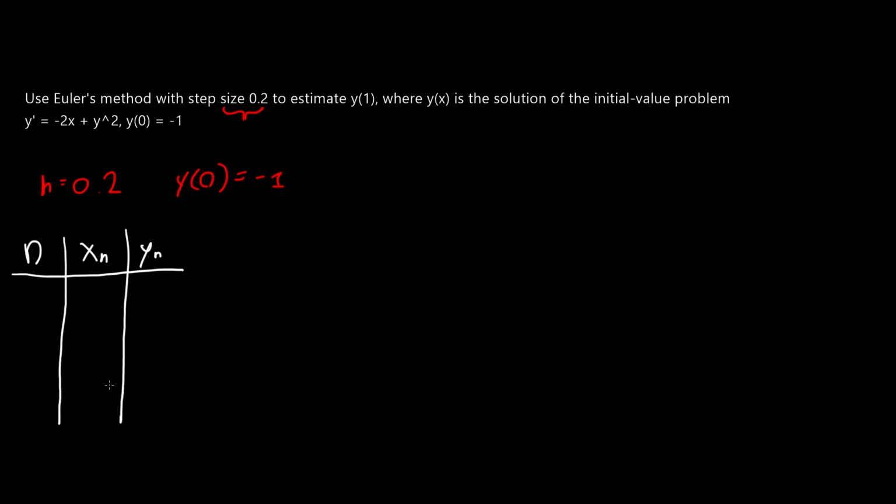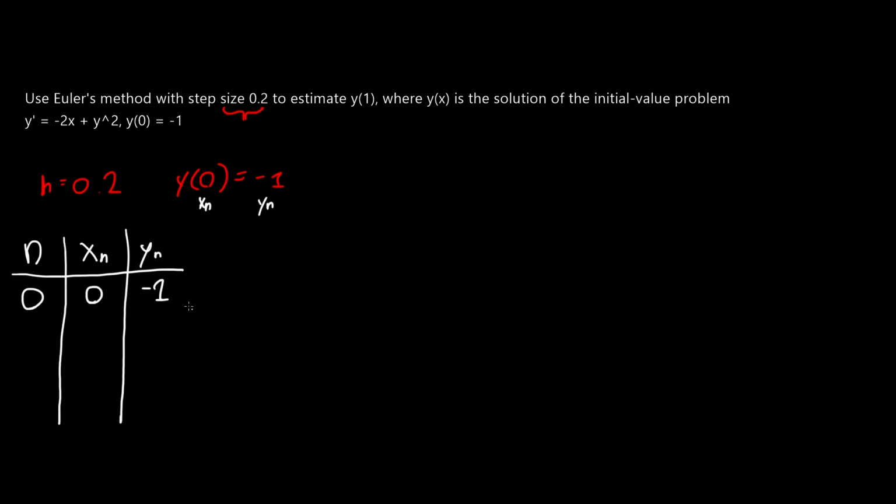Just like that. So when we look at the initial condition, this will be our first x sub n, and then this will be our first y sub n. So we could go ahead and plot 0 right here, and then negative 1 right over here. And then this will be our n equals 0.